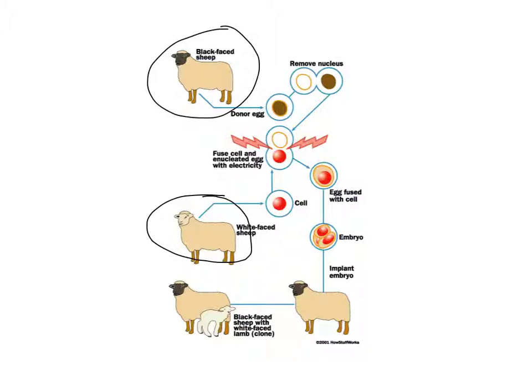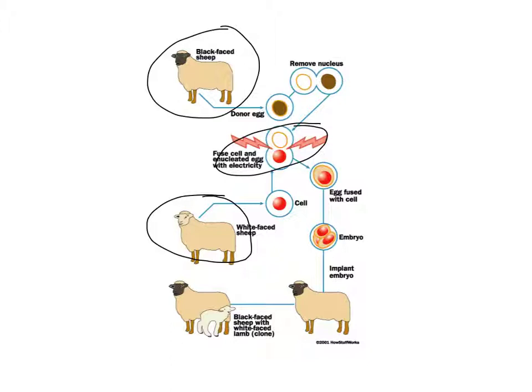You can then remove that nucleus of that cell and put it into the empty egg cell. You would fuse that nucleus into the egg cell with electricity. Then, this is done in a petri dish. You would get that egg to divide into an embryo.